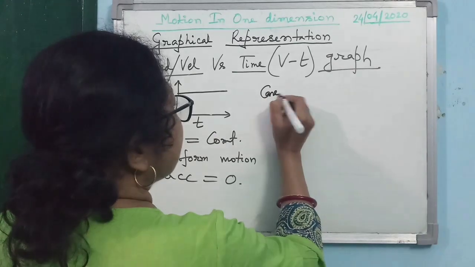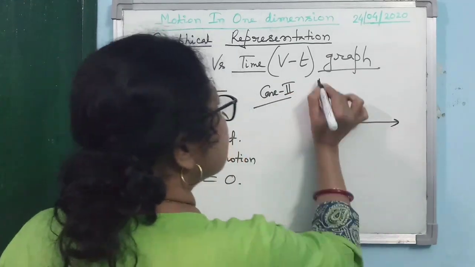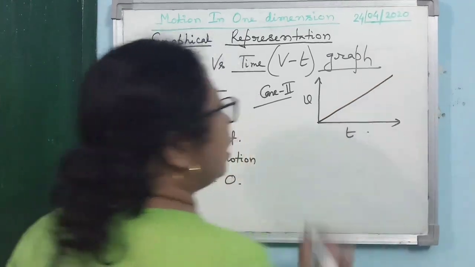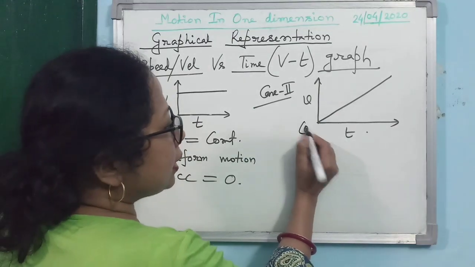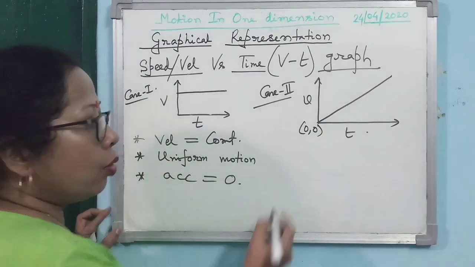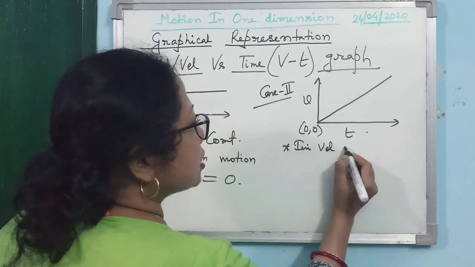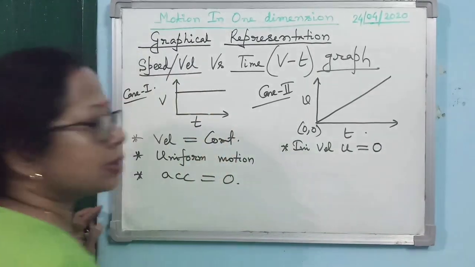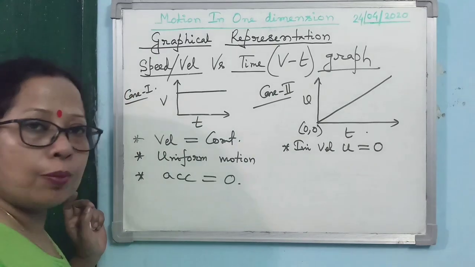Then the second case. If you consider the velocity time graph, it is a straight line passing through the origin. Then you see, origin means what? Time is 0, velocity 0. What does it indicate? The first point, that initial velocity, we represent it by u. Initial velocity is 0. Okay? Then it is one straight line. So how many slopes will it have?